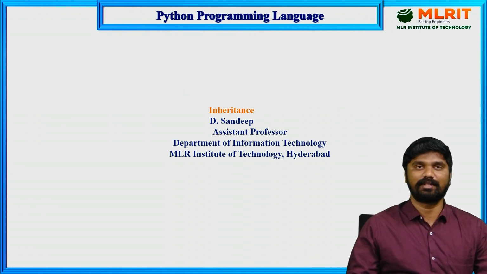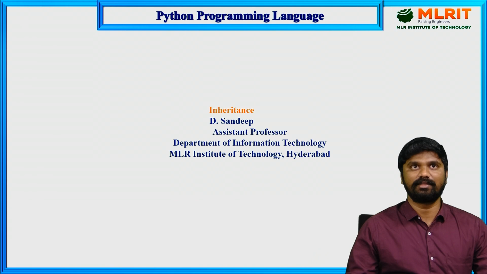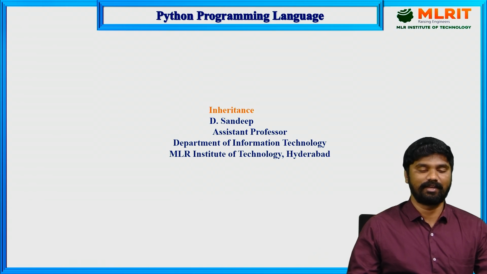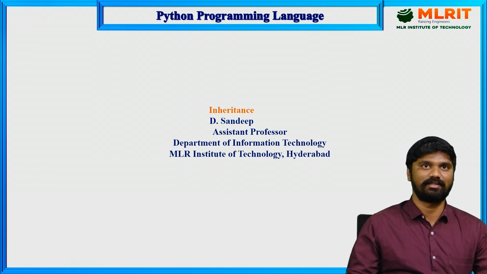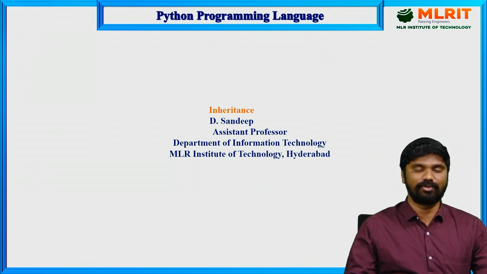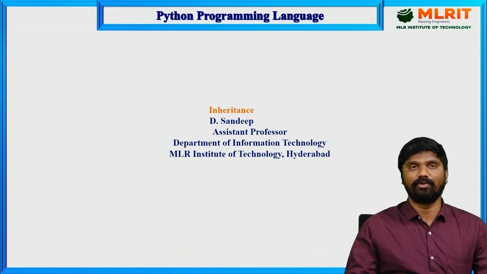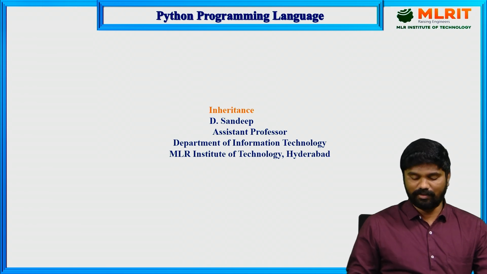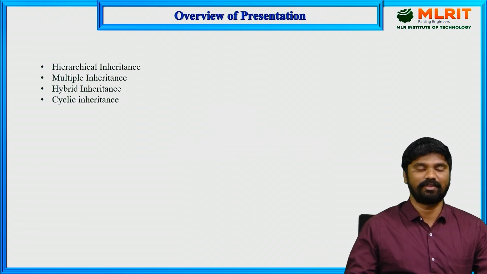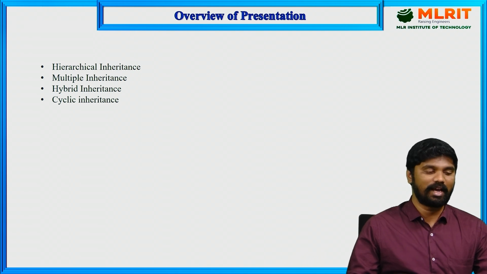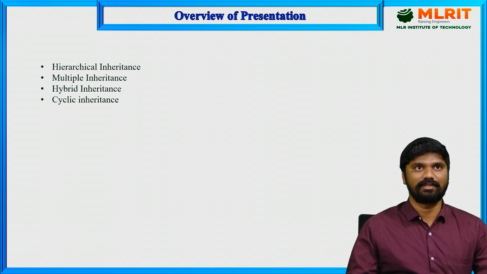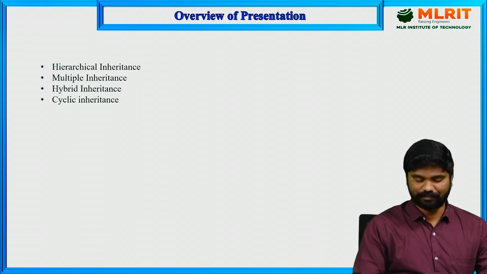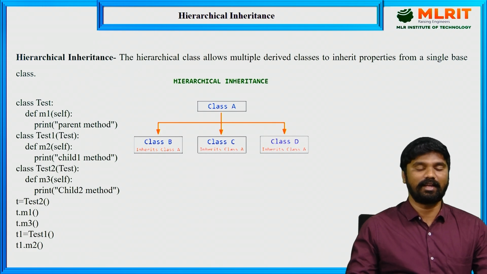In the previous discussion, we completed single inheritance and multi-level inheritance, discussed what inheritance is, and saw the syntax for making the parent-child relationship. Today we are going to discuss other types of inheritance: hierarchical inheritance, multiple inheritance, hybrid inheritance, and cyclic inheritance. First, we'll discuss hierarchical inheritance.